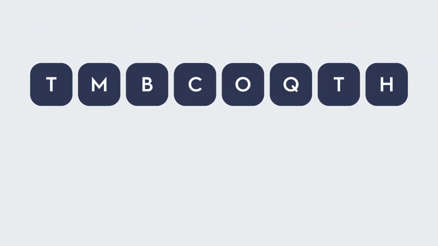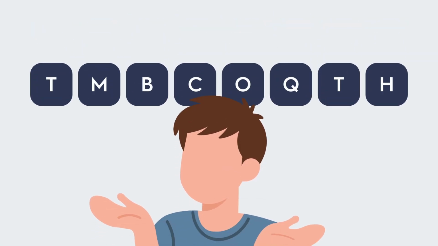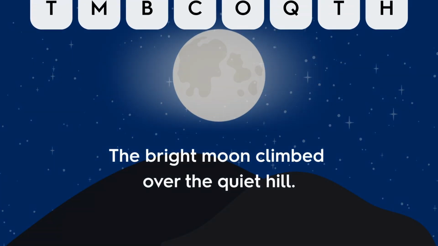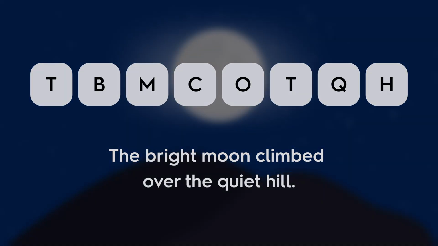Let's try one example. The sentence is, "The bright moon climbed over the quiet hill." Now, write only the first letter of each word, but keep the punctuation and line breaks. One common mistake is skipping the meaning step. If the words feel random, the letters will feel random too. Before you make the cue line, picture what the sentence is saying.